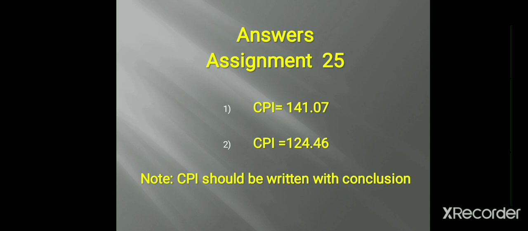And here are the answers for assignment number 25. For the first question, consumer price index is 141.07, and for the second question, consumer price index is 124.46. And we had to write the consumer price index result with conclusion.